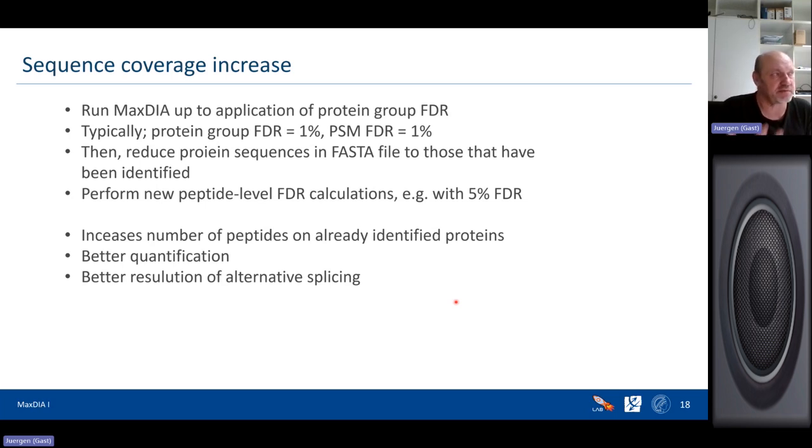That's why we call it sequence coverage increase, because it doesn't generate new protein groups or protein sequences, only the known ones that you found in the first search, but you get more peptides on those, resulting in better quantification just because you have more data, and also potentially better resolution of alternative splicing, because with the sequence coverage increase, you might actually add peptides that you didn't have before on new exons or on new splice junctions. So that's a very useful feature of this sequence coverage increase.